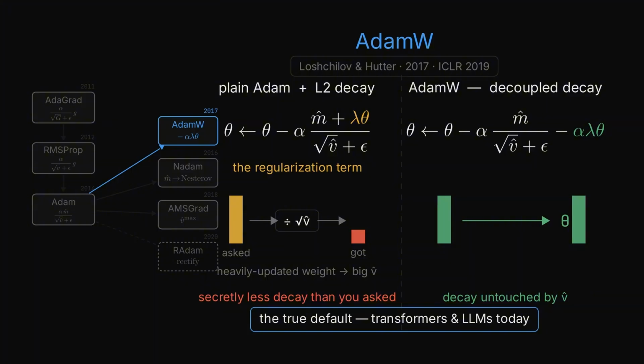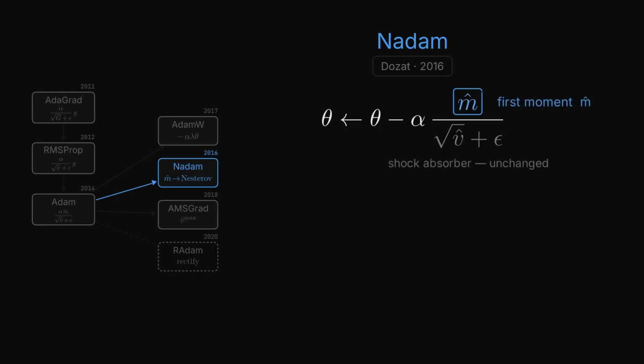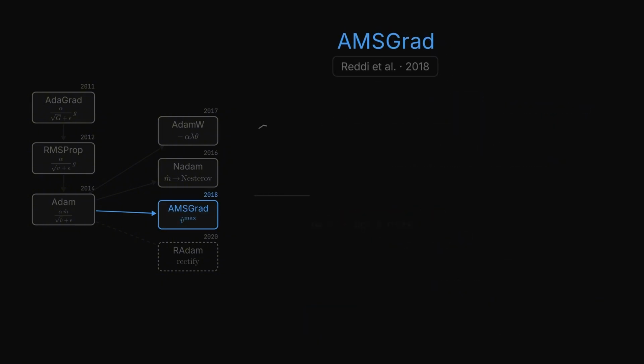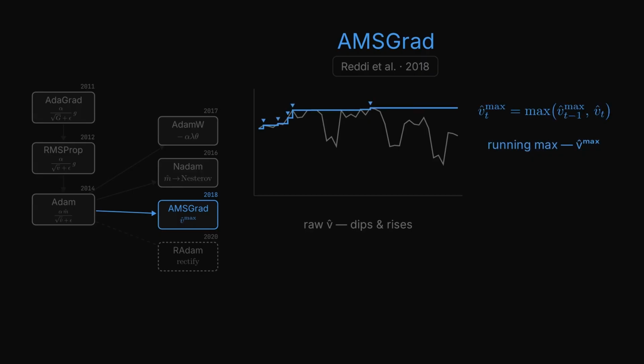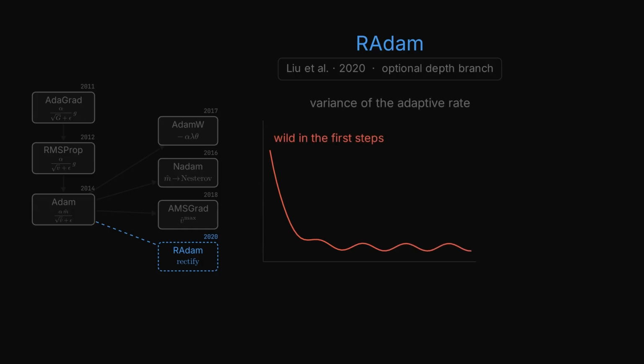And it loops right back to the hook. The line people actually type is AdamW. Nadam, from Dozat in 2016, bolts Nesterov from the last video onto Adam's first moment. Peek 1 step ahead, then commit the inertia. Only the m hat term changes. AMSGrad, from Reddi in 2018, replaces v hat with the running max of every v hat seen so far, so the shock absorber can never suddenly loosen. This is the direct patch for the convergence bug we dissect next, and an optional depth branch. RAdam, from Liu and colleagues in 2020, rectifies the wild variance of the adaptive rate in the very first steps. The formal version of why we need warm-up, which is next.